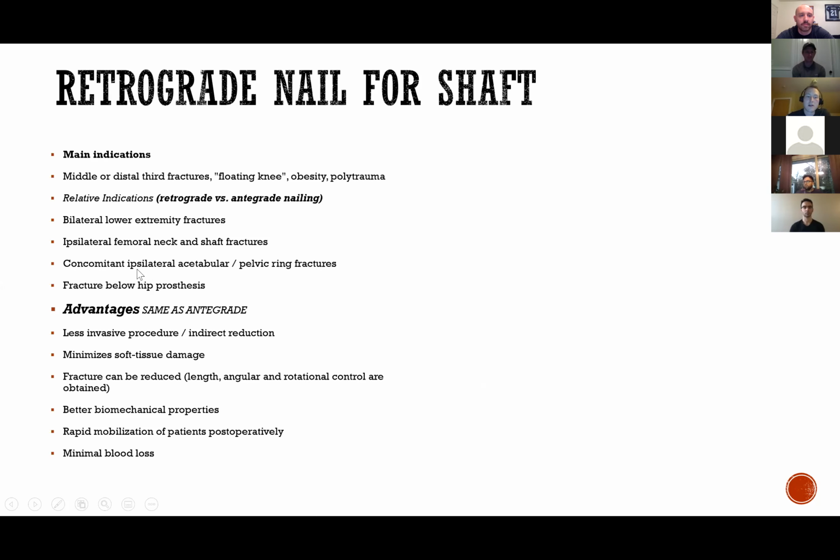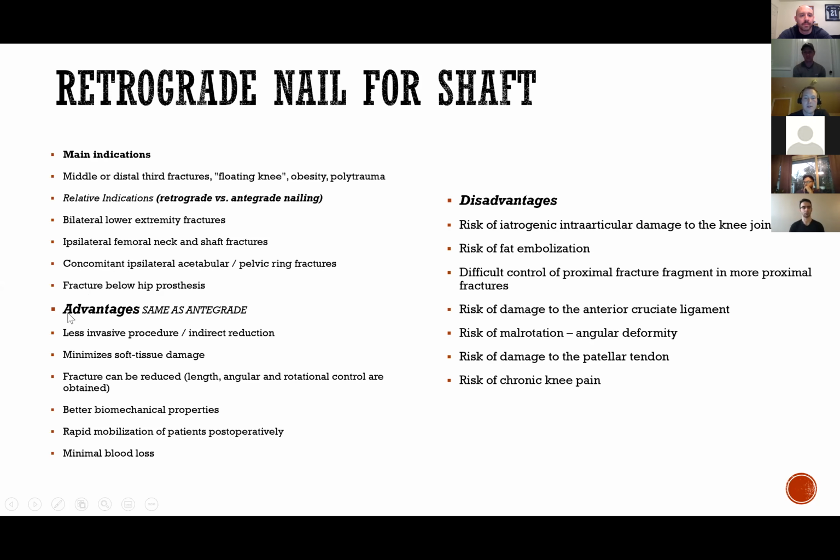If you have a concurrent acetabular fracture, you may want to instrument the femur from farther away. Or if you have an ipsilateral femoral neck fracture, sometimes we may use a specific implant in order to treat the femoral neck and then retrograde the femoral shaft. Also, if you have something in the way, like a hip prosthesis, if the patient has a hip replacement, you obviously can't nail from the top down. Also, in polytraumatic patients, you might want to do retrograde because the positioning of the patient may be beneficial to fix other bones at the same time.